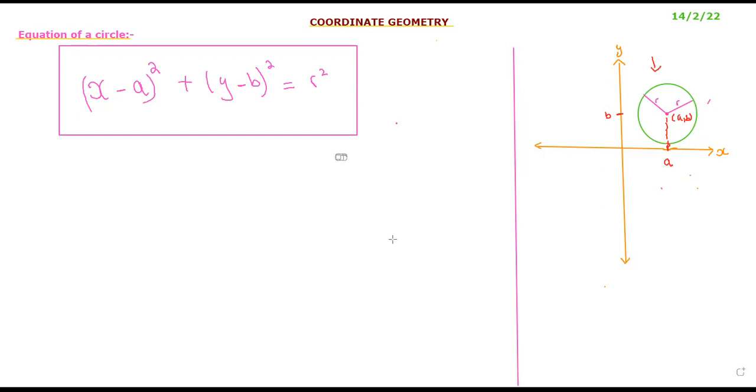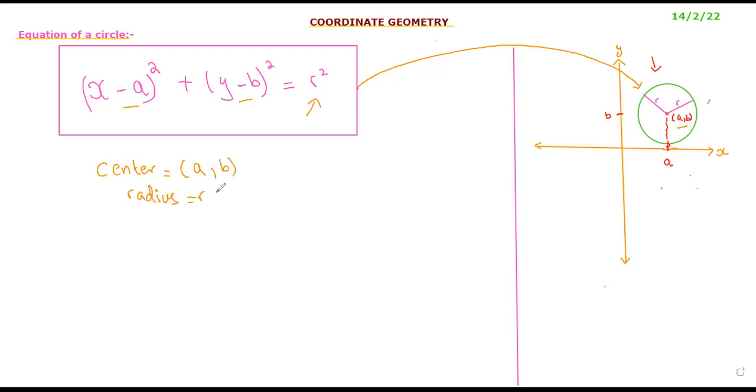Not only this, but through the general form, you know two things: the center coordinates and the radius. And I can always say that this is the equation of this green circle. Why? Because this green circle has center at A, B and radius R. And this equation written in the pink box basically implies that the center of this circle is at A and B, and the radius is R.